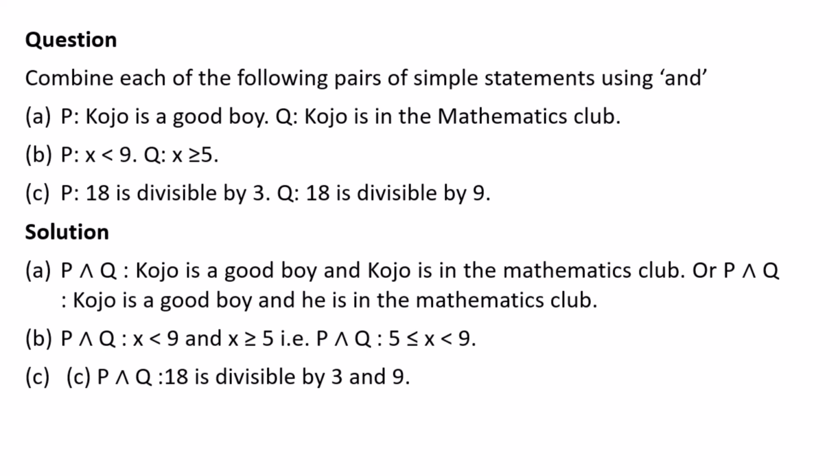Let's take a question. Combine each of the following pairs of simple statements using AND. Kojo is a good boy. Kojo is in the mathematics club. So the solution will be: Kojo is a good boy and Kojo is in the mathematics club. Or Kojo is a good boy and he is in the mathematics club. So that's the AND.